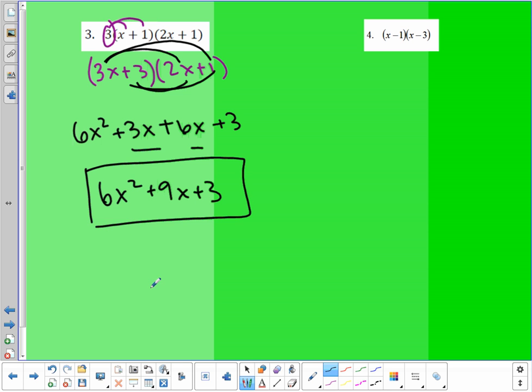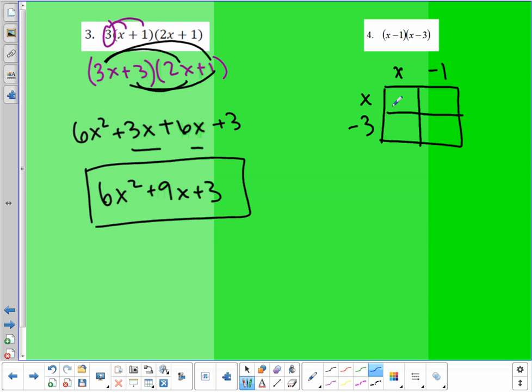That's the binomial I'm looking at there. Or I should say the trinomial, the simplified expression. Okay, and number four, I'll go back to the box method. There's no coefficient out front to worry about, so I'm just going to set up the box, a 2 by 2. x minus 1, x minus 3, and multiply on the inside.